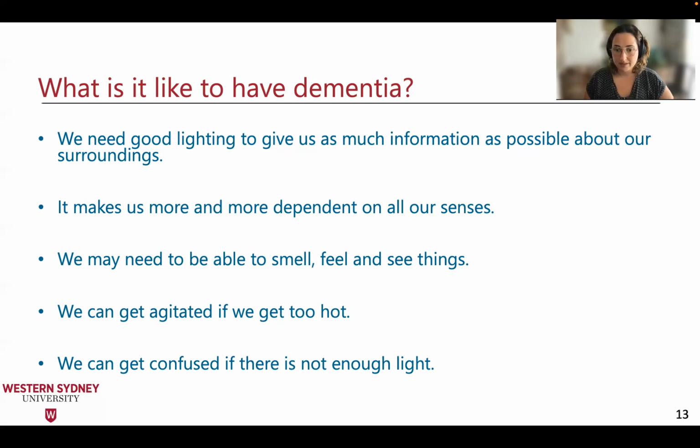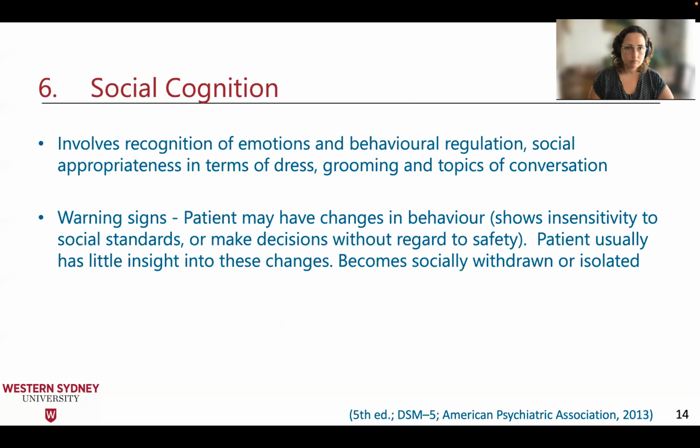They'll be in different environments where a person without dementia feels that the temperature is fine, but then a person with dementia is starting to feel cold constantly. And they may get confused if there's not enough light, which is where having sufficient light is one of the major things that you can do to help a person navigate their environment around them.